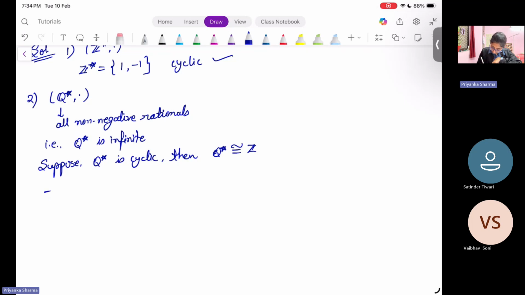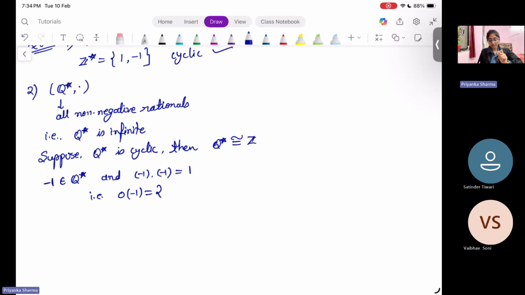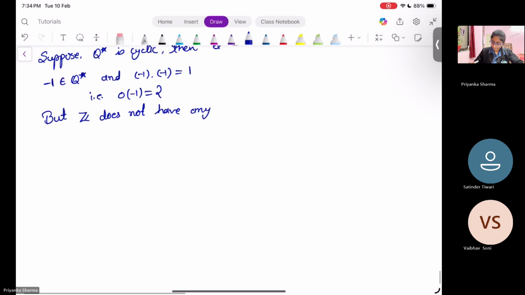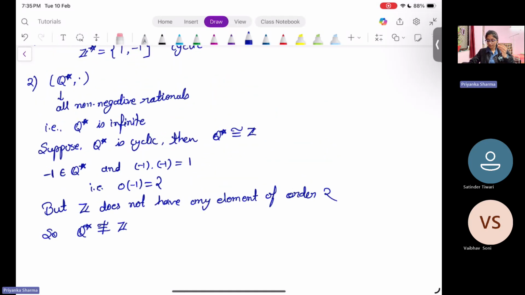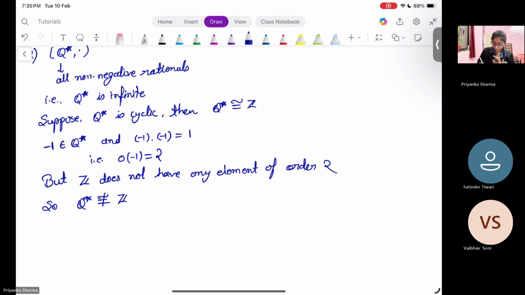Okay, see this -1. This -1 belongs to Q star, and -1 times -1 is 1. That is, the order of -1 is 2. Okay, that is, Q star has an element of order 2. But Z does not have any element of order 2. So Q star is not isomorphic to Z, but there cannot be any infinite cyclic group other than one isomorphic to Z. So Q star is not cyclic.